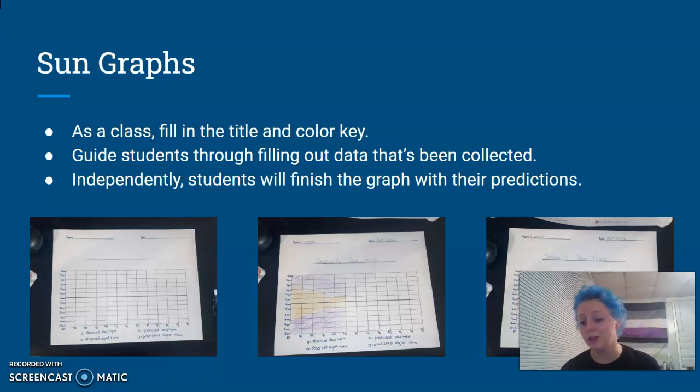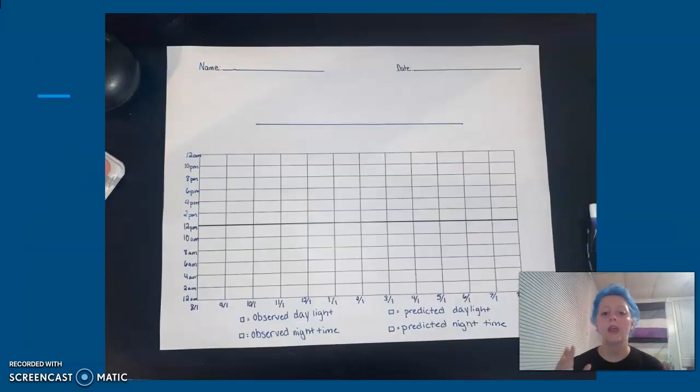These pictures are a little small, but thankfully the next 3 slides are them zoomed up, so let's take a look. So first off, we have this blank graph. It has no title, no name, no date, no colors, no nothing, just the bare bones, basically, of this graph.